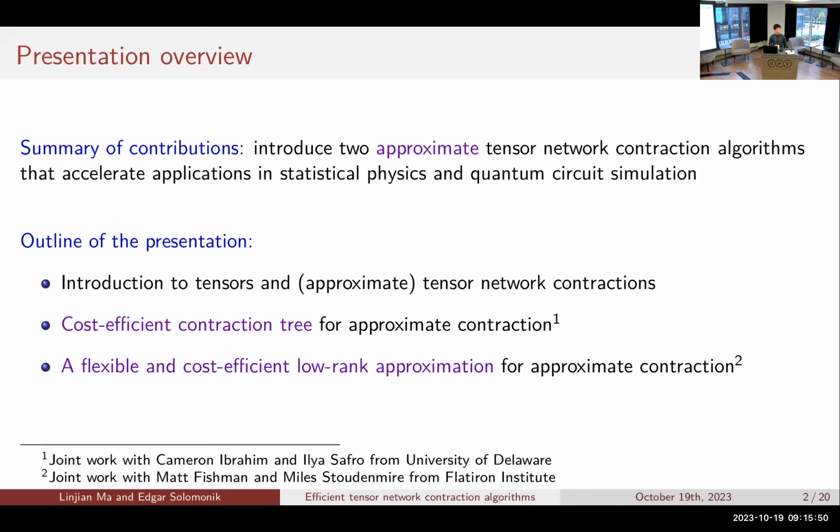And then I'm going to introduce another work that contains a flexible and also more efficient low rank approximation algorithm. So note that here the approximation refers to the low rank approximation. And the second one is a joint work with Matt Fishman and also Miles Stoudenmire from Flatiron Institute.